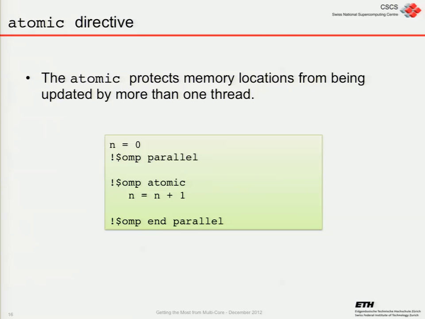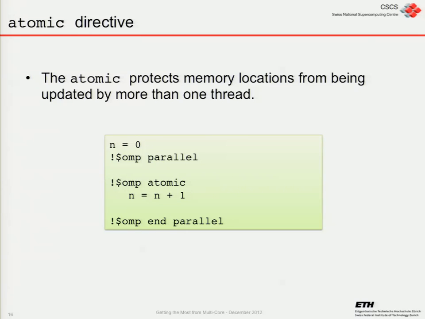The atomic directive. So atomic is used to protect memory locations. In this particular case, this is to avoid something that we'll see tomorrow called a race condition. This is basically to say that I want to update this variable n, but I don't want to be in the position where I read in n, somebody else reads it in, I update it, and then somebody else updates it, but didn't know that I'd updated it in the meantime.